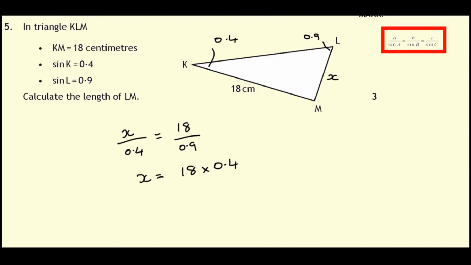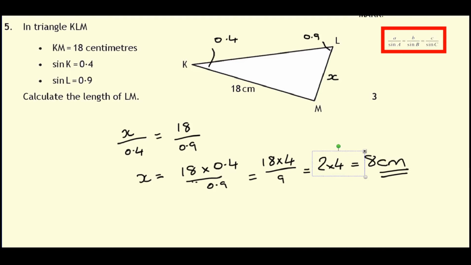So what I'm going to do is multiply the fraction top and bottom by 10 here. That means it's going to get rid of the decimals for me. So 18 times 4 over 9. Okay, so 18 divided by 9 gives you 2, and 2 times 4 would give you 8. And I'm going to put my units back in here, centimetres. Okay, so mark wise for this question, you would get a mark for attempting the sine rule. We'd get a mark for having everything in the correct place when it's moved across, and you'd get a mark for the correct 8 centimetres.